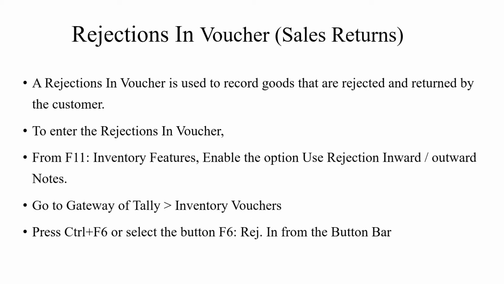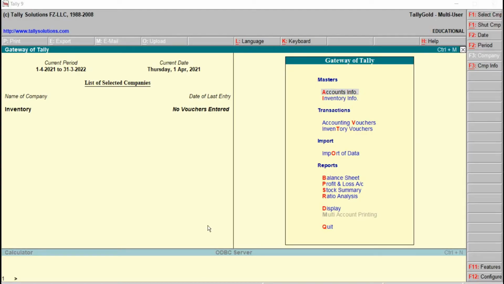Okay. We are back in Tally. Now we will see how to do the recording in purchase and sales voucher, that is invoice mode. Then later we will be seeing rejection in and rejection out voucher.